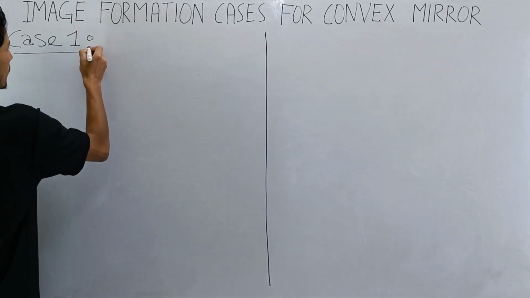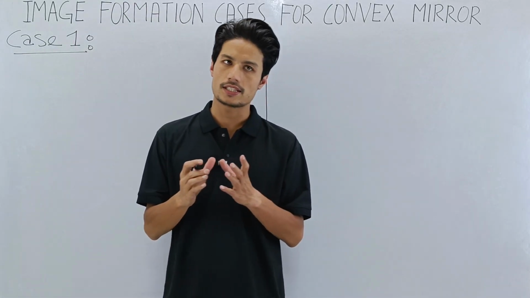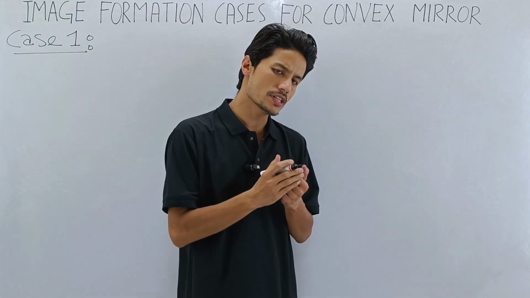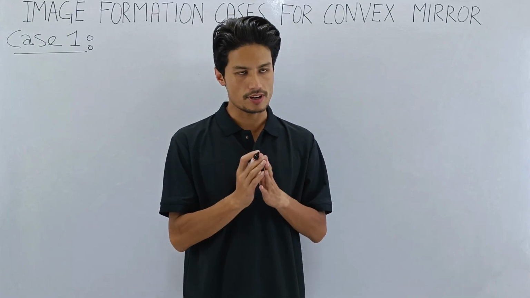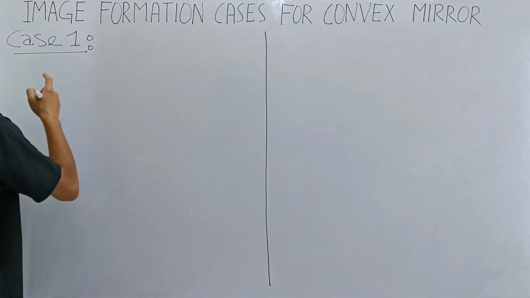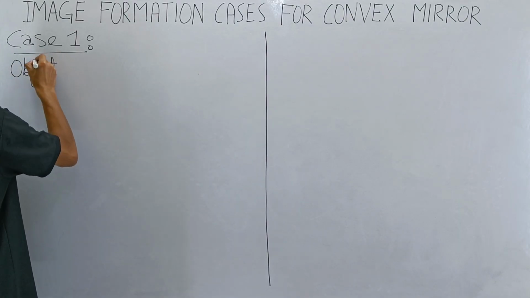Now, remember, my dear students, that in every case you have to mention where the object is. Then you will have to mention the image position. Then you have to mention the size and the nature. All right. So let's start. So in case 1, object position. So let's write object position.